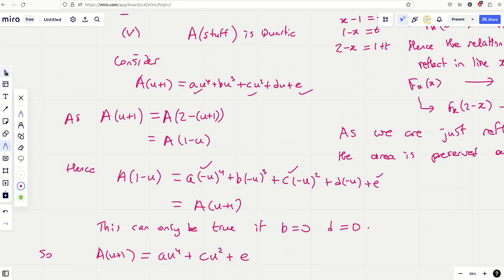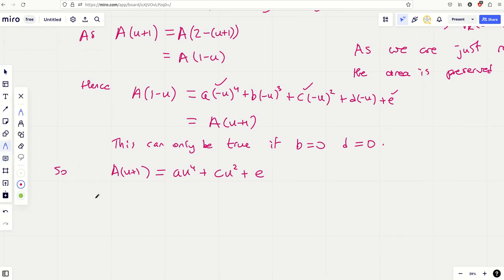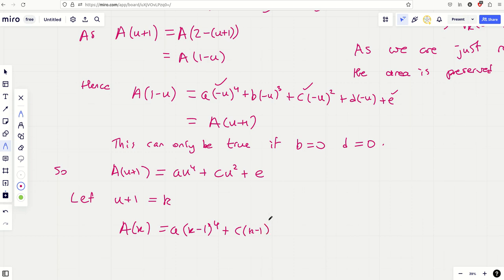But if we let u plus 1 equal k, which is what they want us to show, then we're going to have A of k equals a times (k minus 1) to the power of 4 plus c times (k minus 1) squared plus e. And we've proved their result.